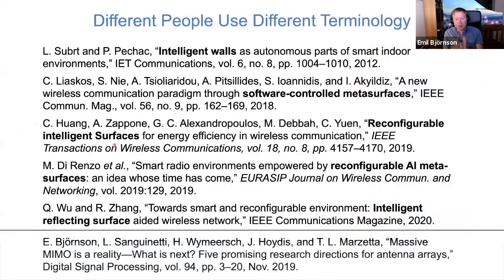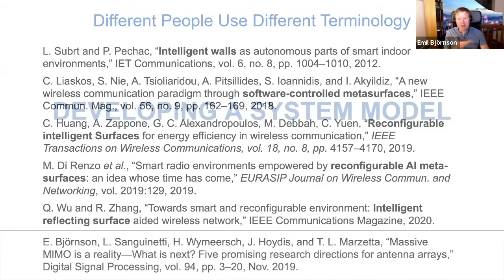I'm talking today about reconfigurable intelligent surfaces, but there are a lot of different names for the same idea. People have been talking about intelligent walls, software controlled metasurfaces, reconfigurable intelligent surfaces, reconfigurable AI metasurfaces, or intelligent reflecting surfaces. In my overview paper from last year, we were mentioning all of these. Maybe some people are reading slightly different things into these terminologies, but in a general sense, they mean the same thing. You can just pick one of them, and I think there is some convergence towards calling it reconfigurable intelligent surfaces.